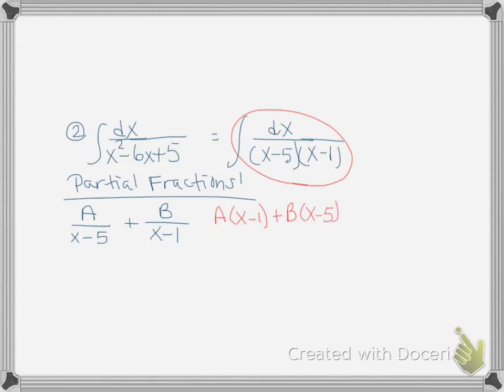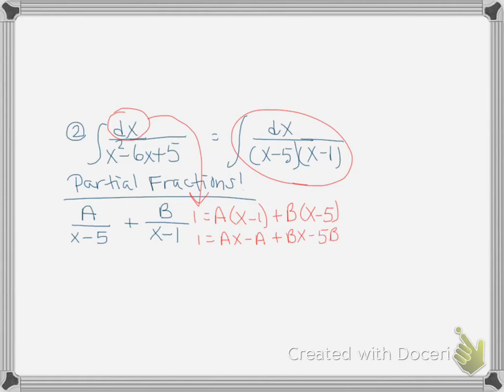And the key thing is that happens to equal our numerator from the original problem. Okay, this numerator up here. Now really, I'm not going to write dx. I'm just going to say 1, because it's 1 dx. Now, that gives me 1 equals ax minus a plus bx minus 5b.